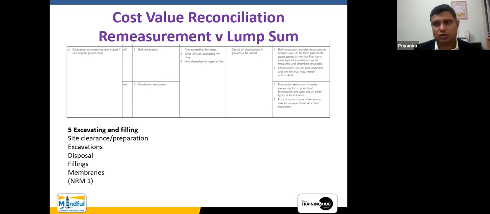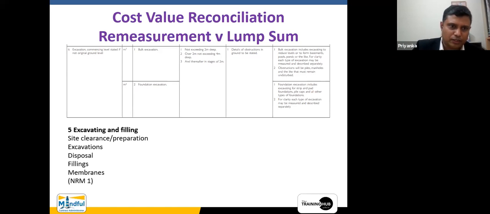If the estimator is wrong, we cannot correct anything. But if the people are poorly productive, you can correct that. So that is how the cost value reconciliation has been utilized in practice. So I believe that you have got a very good idea about that, right? Then I'm going into how the cost value reconciliation is done for the remeasurement versus lump sum.